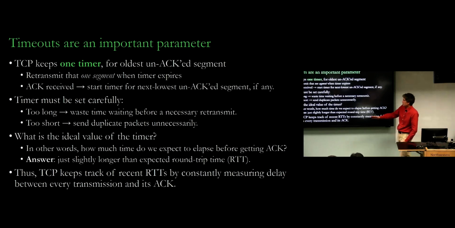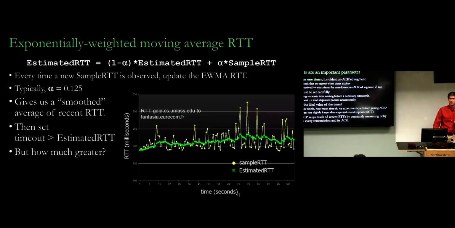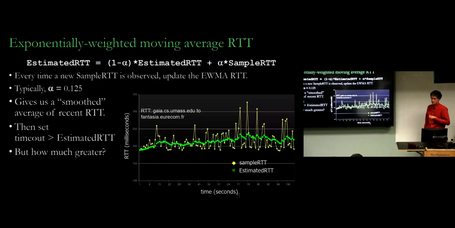So yes, the answer is that TCP should keep track of recent round trip times. So constantly measure the delay between every transmission and the acknowledgement, and somehow use that history of round trip times to decide the timer. Okay. But there's a little bit of nuance in how to actually calculate it specifically. You don't want to just use the previous delay because if it's a little bit longer, then you expect it to sometimes be a little longer, sometimes a little shorter. So there's variation.